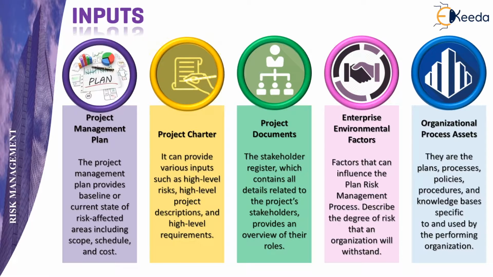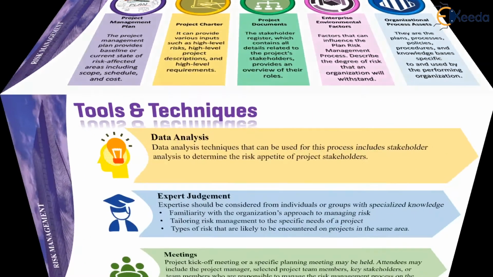Project documents such as the stakeholder register contain all details related to the project stakeholders, their importance and their roles. Enterprise environmental factors are those factors that can influence the plan risk management process and describe the degree of risk that an organization can withstand according to its risk appetite. The organizational process assets are the plans, processes, policies, procedures, and knowledge bases specific to and used by the performing organization.